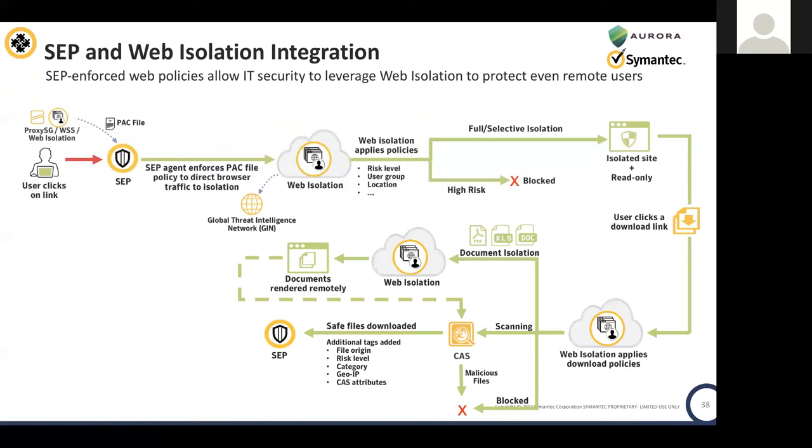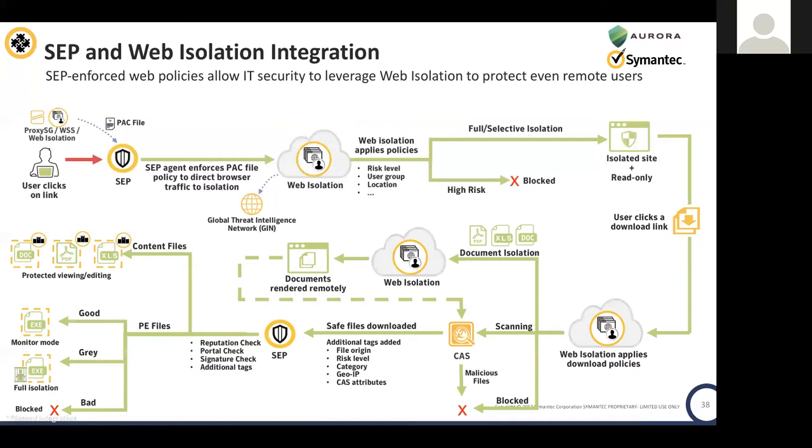And again, we talked about maybe you're looking at a document, and there's a couple different trees that we can go through there. We can block it or allow it. We can open it in isolation. And what we can do then is use SEP to, once that file gets down to the system, use the traditional SEP engine to do a lot of the reputation and signature checks and machine learning and some of the traditional things that SEP would do on there.